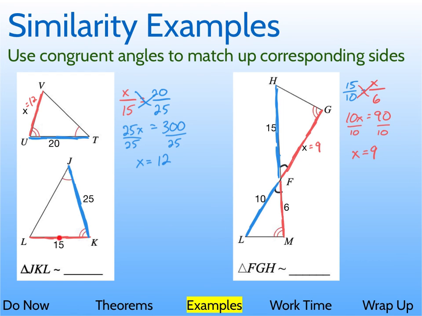And same thing here. 15 and 25. 25 gets smaller as it goes to 20, so 15 also has to get smaller. And it does. It goes to 12.